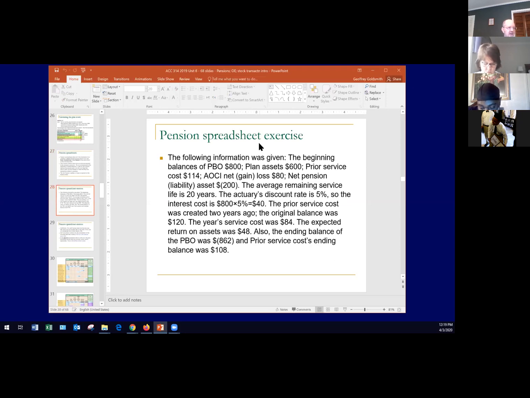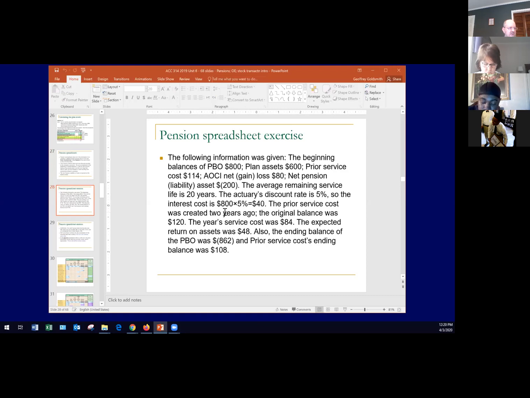Pension spreadsheet exercise. The beginning balances of PBO were 800 million, plan assets 600 million, prior service cost 114 million, AOCI net gain or loss 80 million, net pension liability 200 million. Average remaining service life is 20 years, and the actuary's discount rate is 5%. So the interest cost is 800 PBO times 5% is 40.